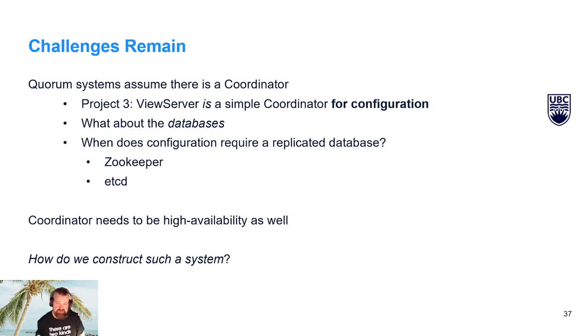And I walked through this earlier in class. I have a view server, a primary, a backup. There are only three ways that I can partition this network. And we walked through those earlier, so I'm not going to walk through it again. If you're interested in that, it's in the lecture from this morning.